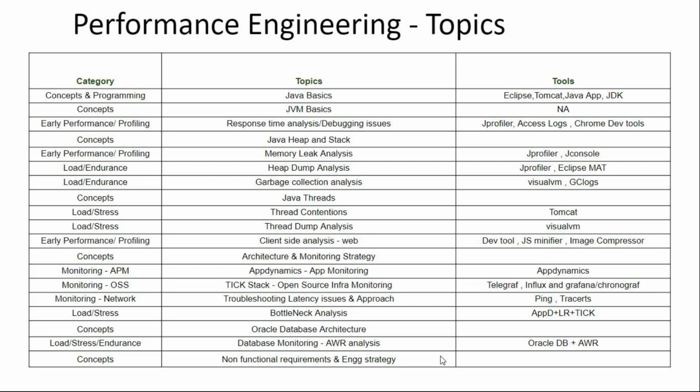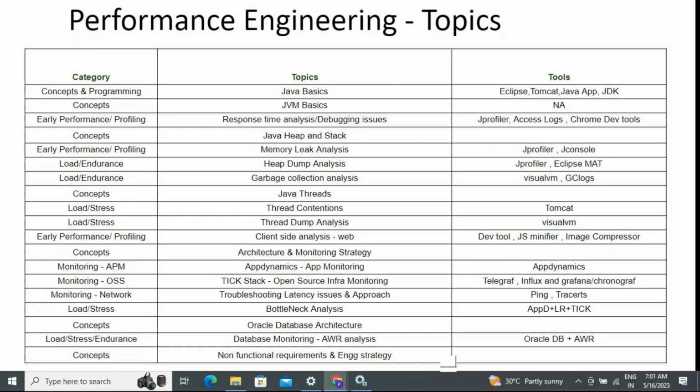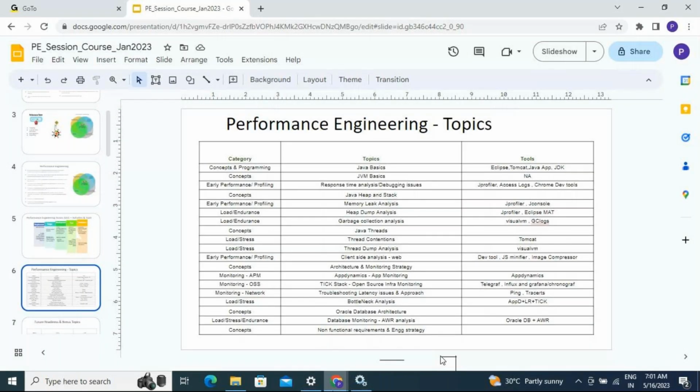On the right hand side, I've also given the tools that we will be using. Okay, so for the response time analysis, we'll be using JProfiler, Tomcat access logs, Chrome Dev Tools. Okay, and also we'll use a real-time application. I'll just go and start my Tomcat.